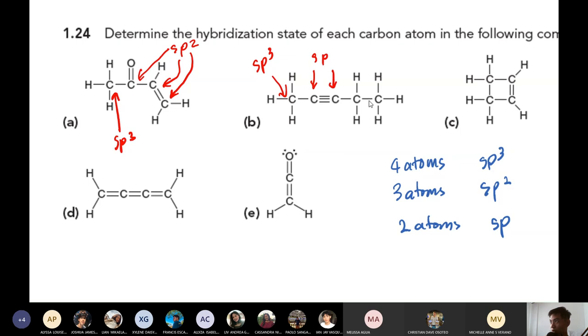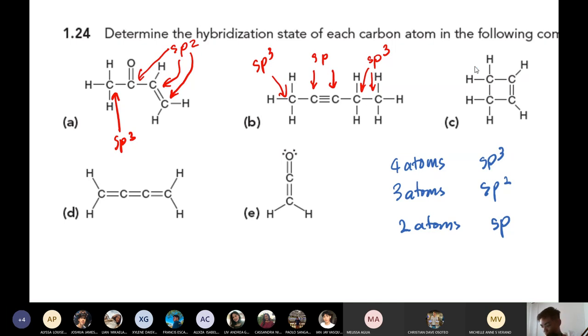Okay, ito. Itong dalawang carbon na yan, yan ay sp3 hybridized carbons. No? Okay, so yan. Kasi may apat na different groups ka. And all atoms are connected via a single bond. No? So sp3 to, sp3 din yan.